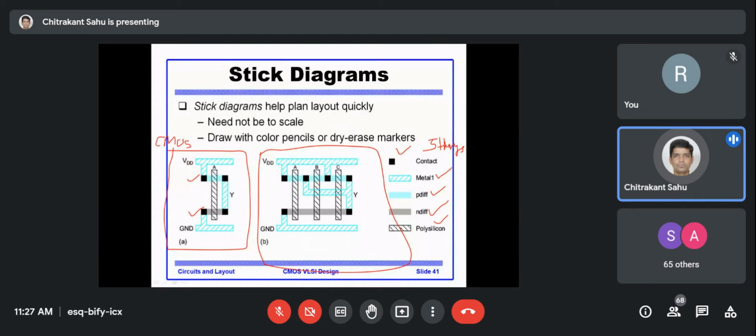N diffusion, P diffusion, and their color combination may be different. If you go to the stick diagram, it is just a representation in the book. You can find these details in the book. Which book will you follow? This is the Neil West book. This slide is from the Neil West book. You'll find exactly the same diagram in the section on layout.